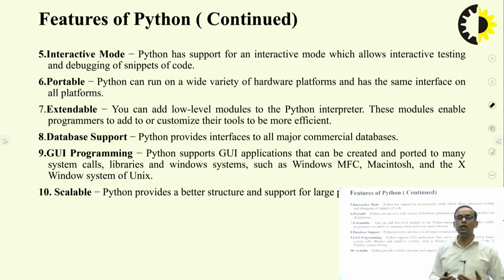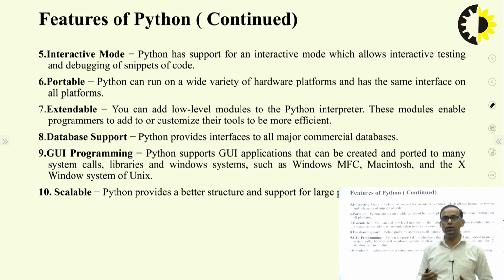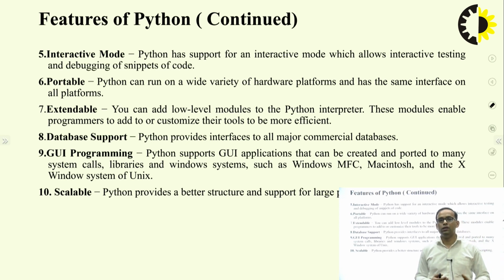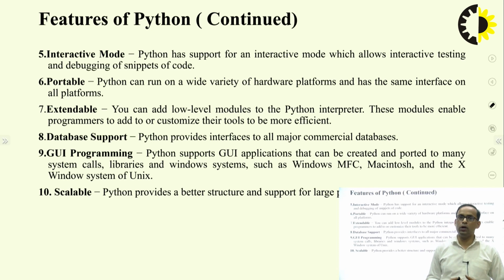Extendable means we can add the low level modules to the Python interpreter, or we can customize it. Next one is the data support. When we develop a software in Python, generally for a software there are two parts. First part is the front end and second part is the back end.